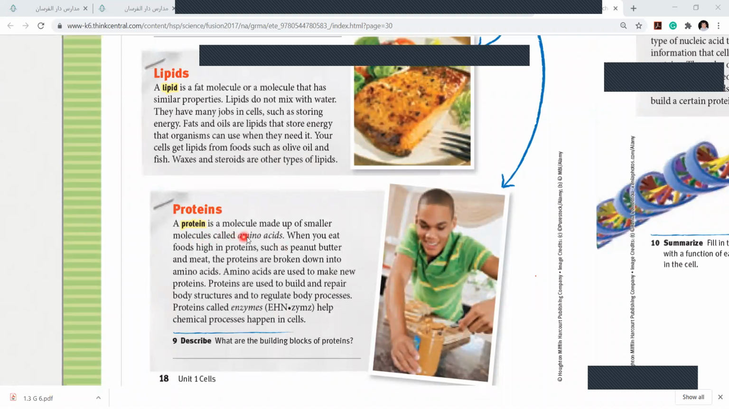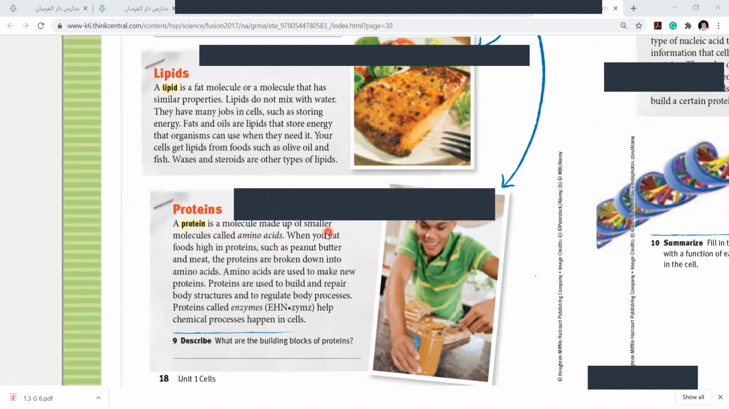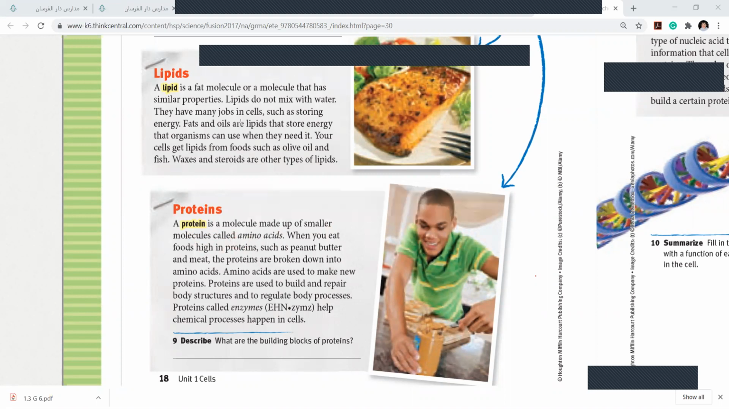A protein is a molecule made up of smaller molecules. These are called amino acids. Can you highlight this line, please? A protein is a molecule made up of smaller molecules. So protein is made up of what? It's made up of molecules.